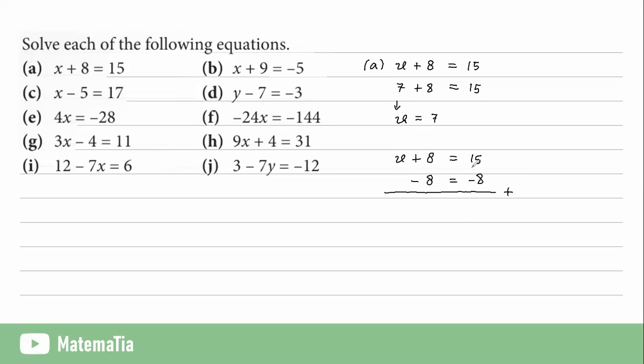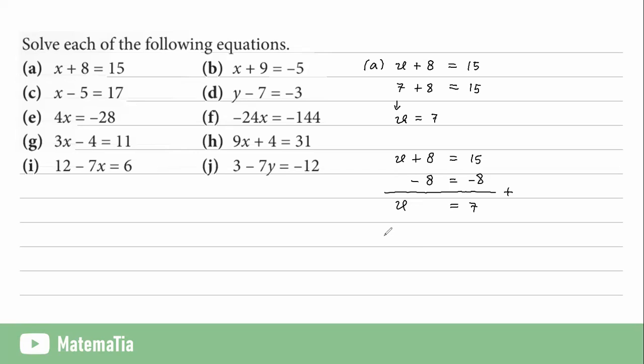And then if we do this operation, 8 minus 8 is equal to 0, right? So here we only need to write x, and then it's equal to 15 minus 8. 15 minus 8 is equal to 7. So we get the same answer, right? So x is equal to 7.